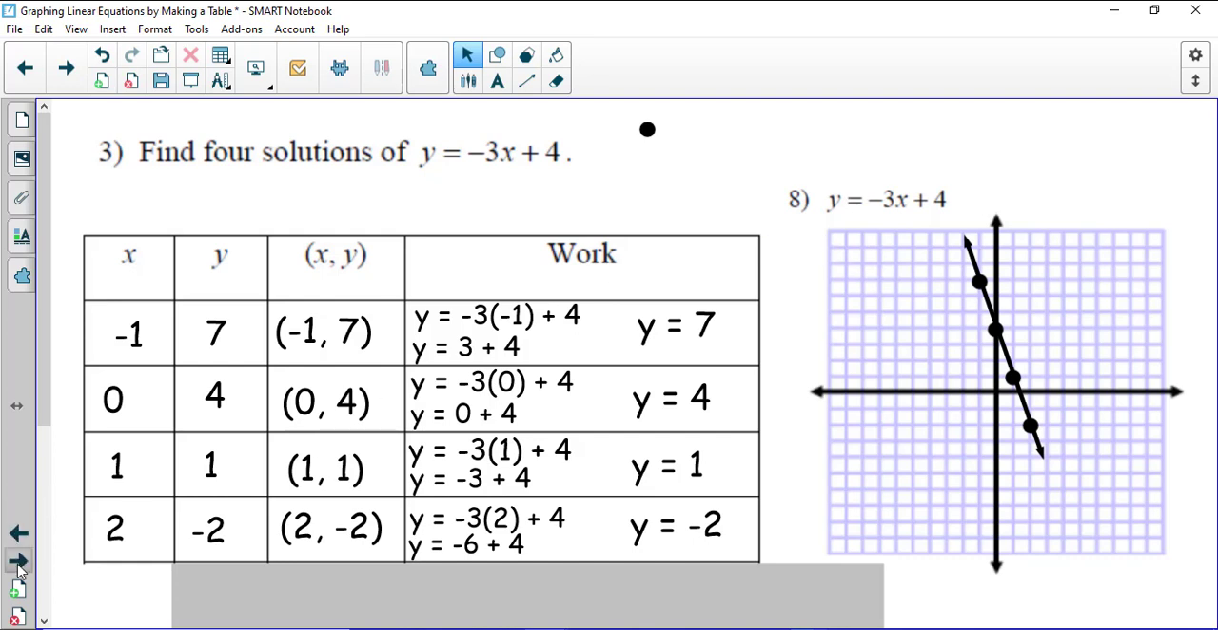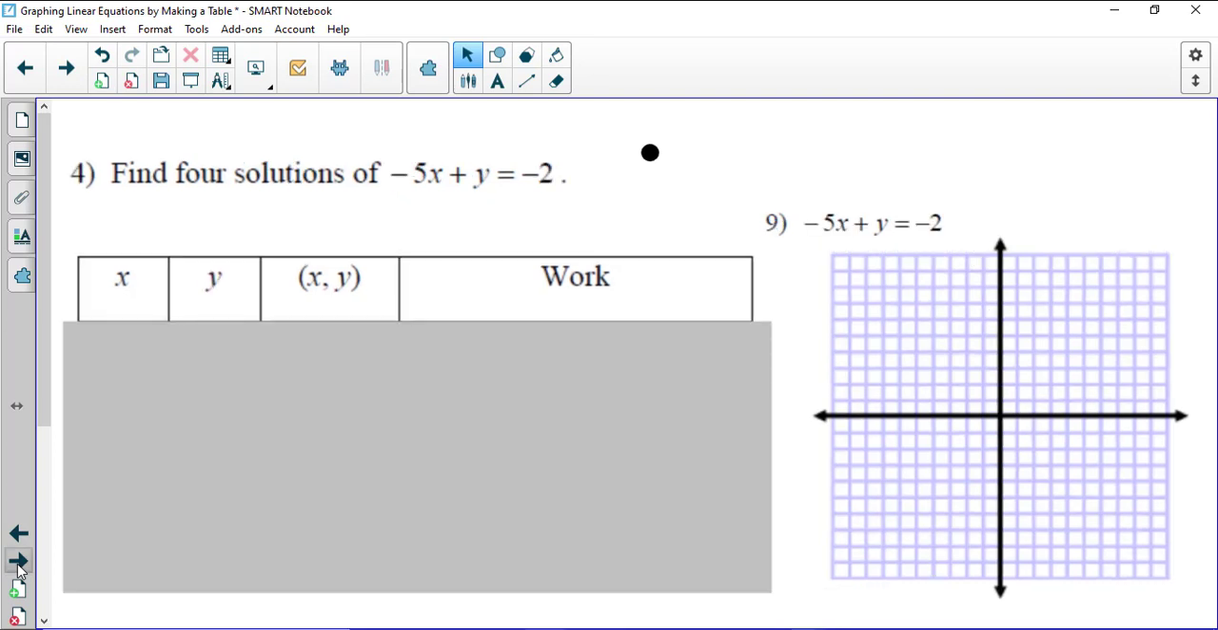Again, things you'll definitely explore more about later. All right, let's take a look at number 4. This is a little bit harder because x and y are on the same side, so there's going to be a little bit more work involved.